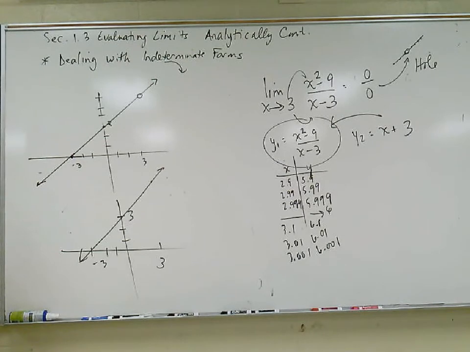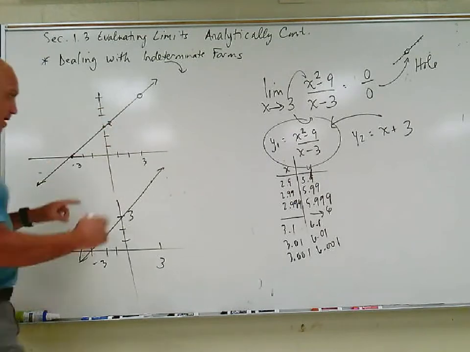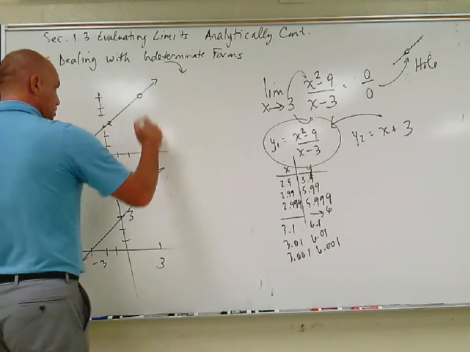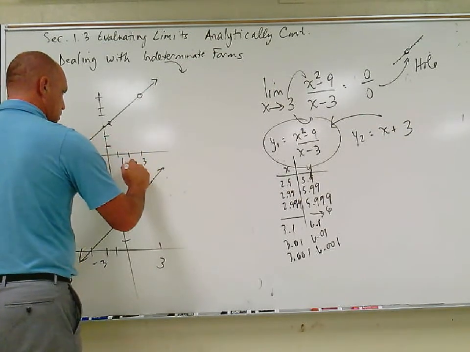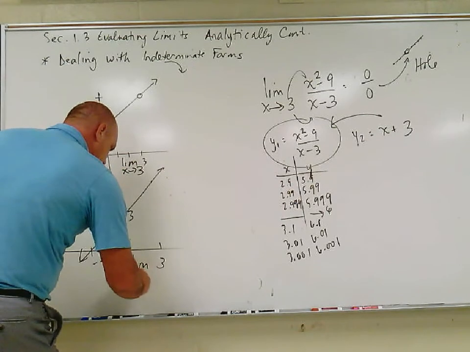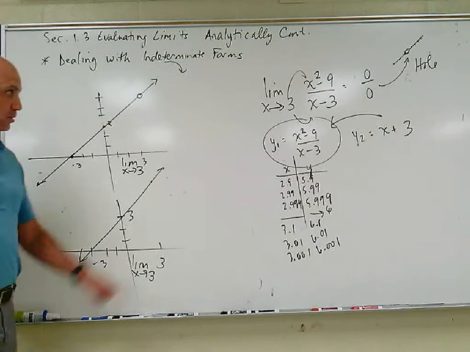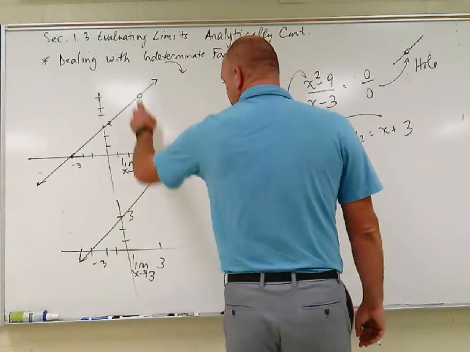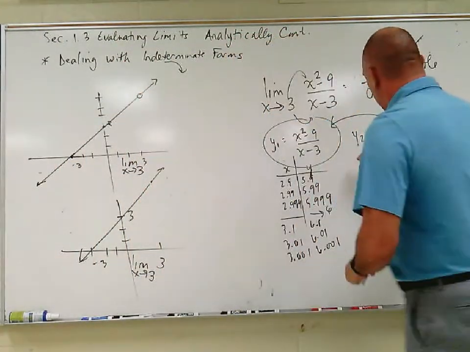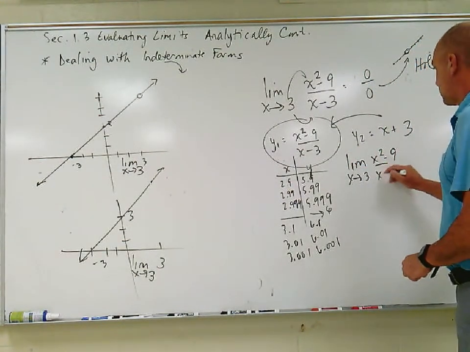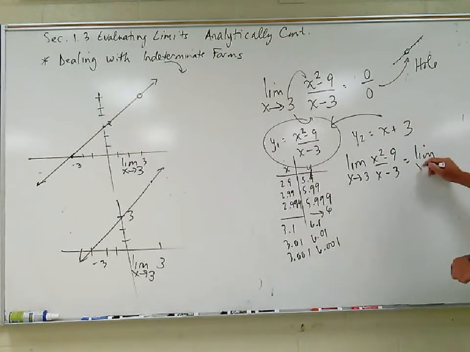So the question is this: if these are the same linear function, is the limit on this graph and the limit here the same? Are you going to get the same answer? Yes, because they're only off by this. This one has a hole, this one doesn't. The limit as x approaches 3 of x squared minus 9 over x minus 3 is the same as the limit as x approaches 3 of just x plus 3. You're going to get the same answer.